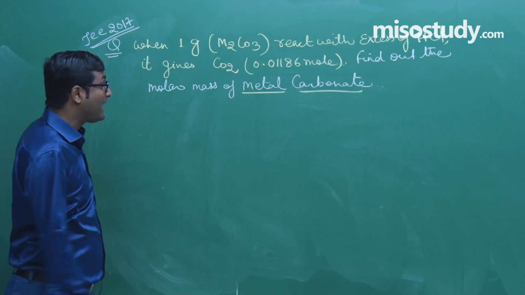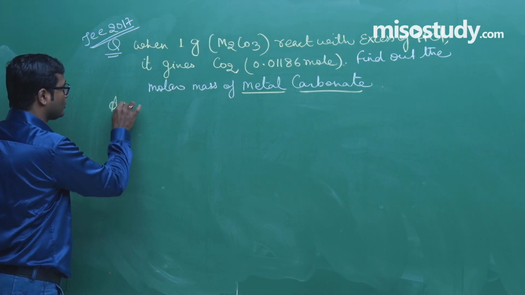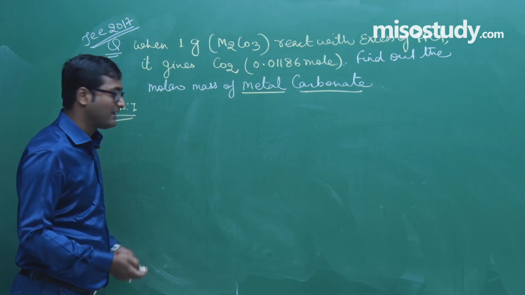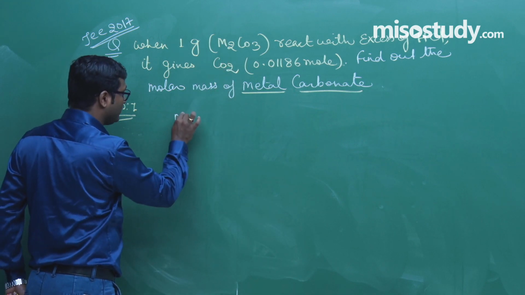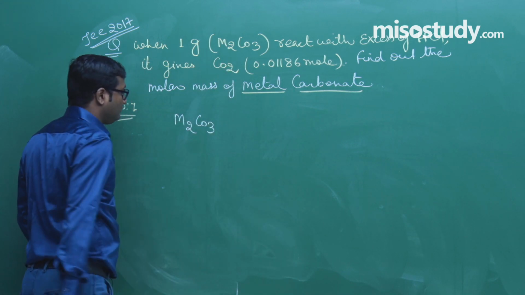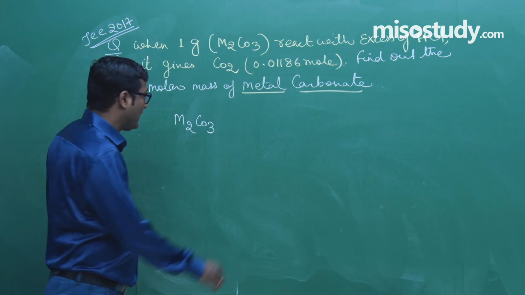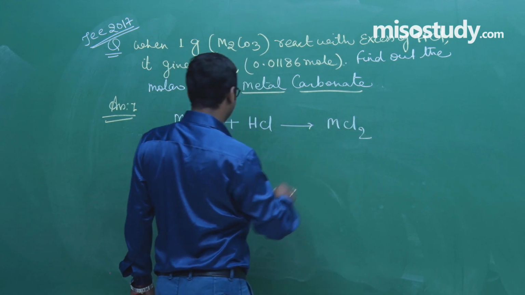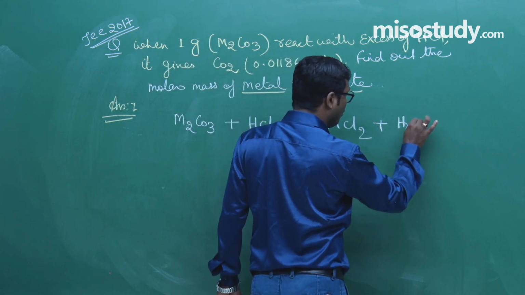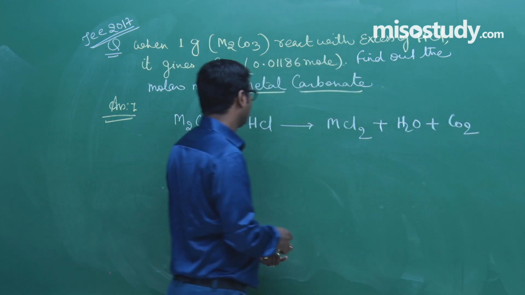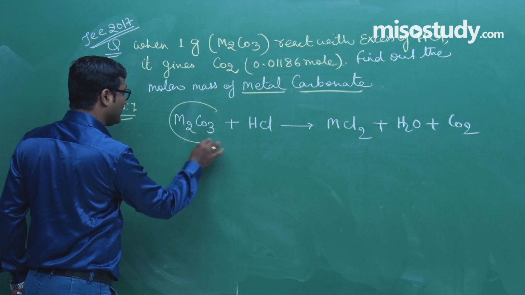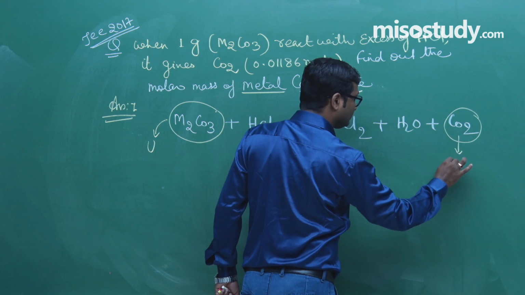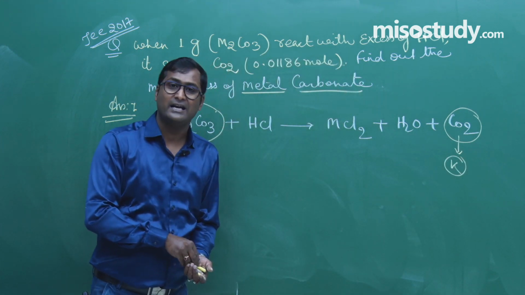Now we have 4 methods to solve this question. So which method should I use? Okay, I am using the POAC method. First of all, write down the equation, because POAC does not require balancing the reaction. M2CO3 plus HCl gives MCl2 plus H2O plus CO2. This one is now unknown, and this one is known. And we know we have to relate unknown and known.